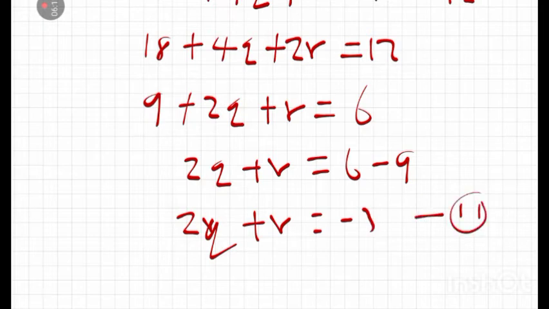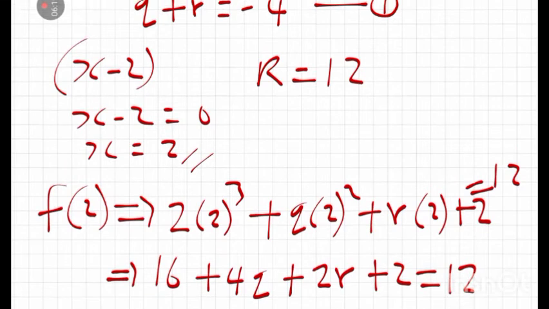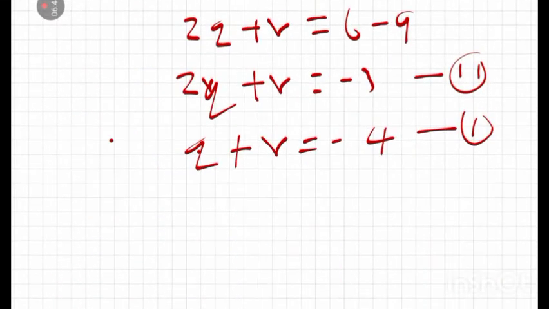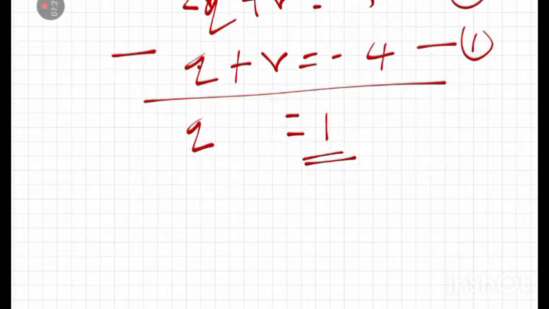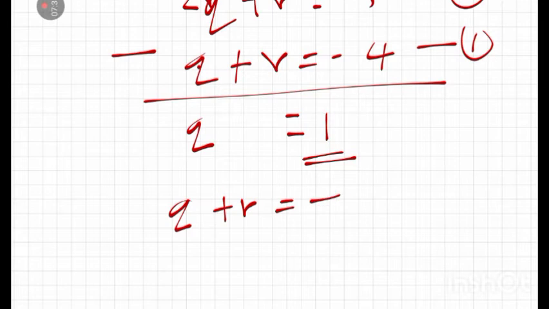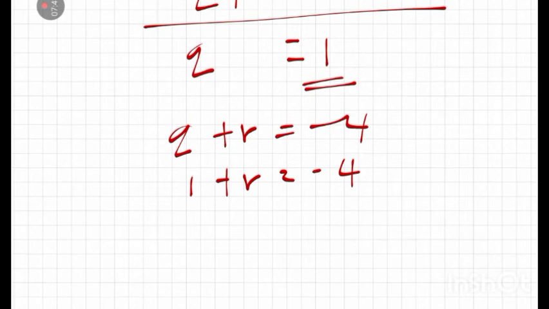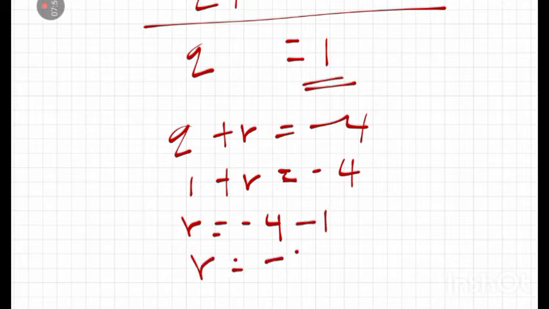Equation 2. So we are going to solve equation 1 and equation 2 simultaneously. Let's subtract the two equations. I have 2q minus q, I have q. r minus r, that is 0. Minus 3 minus minus 4, that is going to be 1. Then we can substitute in any of these equations to get the value of r. So let's substitute in equation 1. I have q plus r is equal to minus 4. Then q is 1, plus r is equal to minus 4. Therefore, r is equal to minus 4 minus 1. r is equal to minus 5.